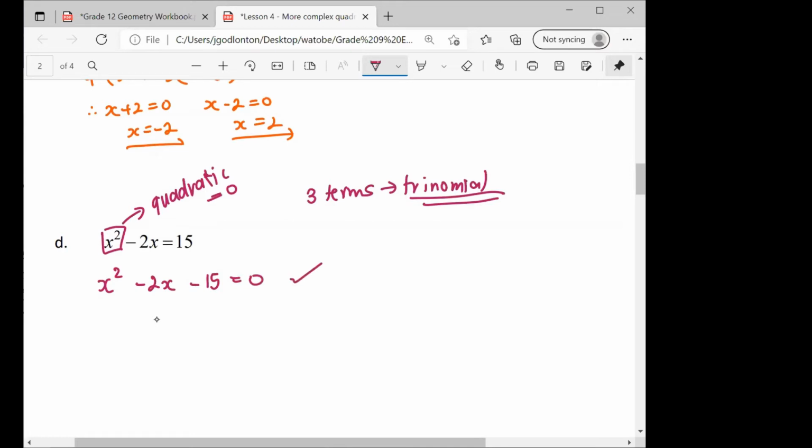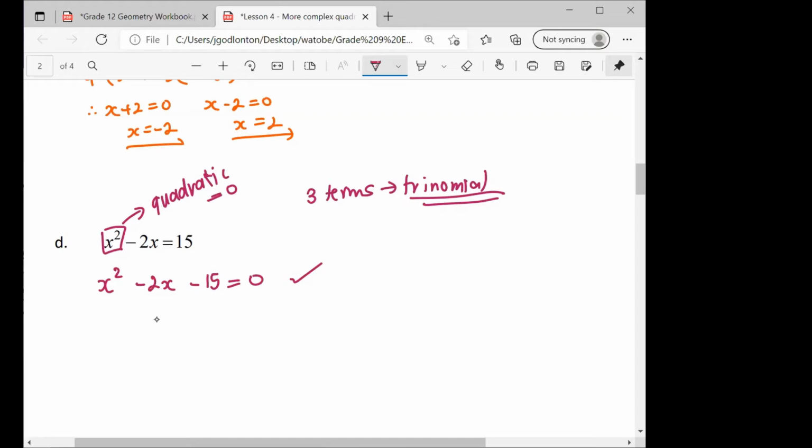Now, if you've done that, you give yourself a mark. That's a good step. It means you've put it in standard form, and that's exactly where we want you to start. So if you've done that, give yourself a pat on the back, congratulate yourself, well done, big clap for you. That's a good step.